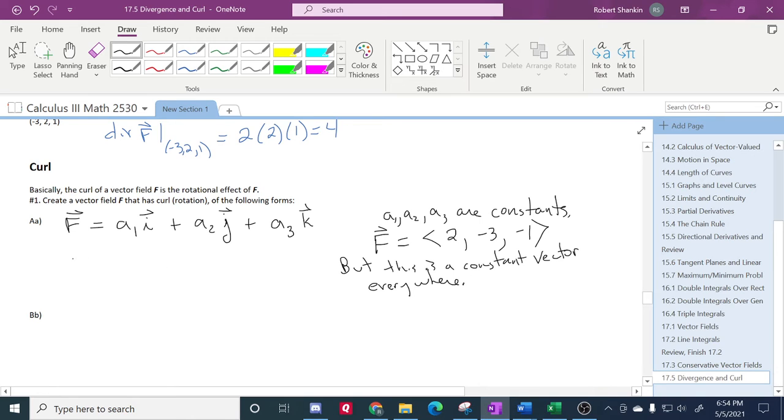So, what does it tell us? This task is impossible. If you're confined to constants, you cannot create a vector field that rotates, that has a rotational effect. Alright, let's go to part B.